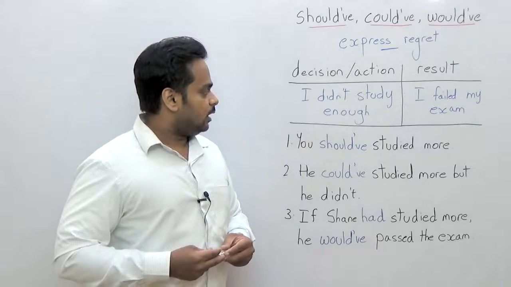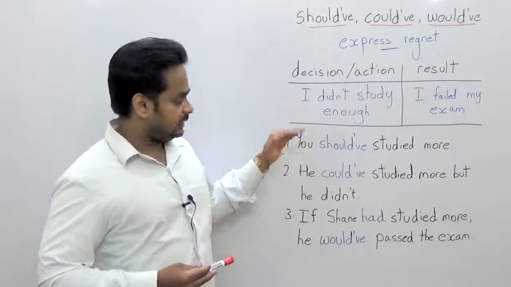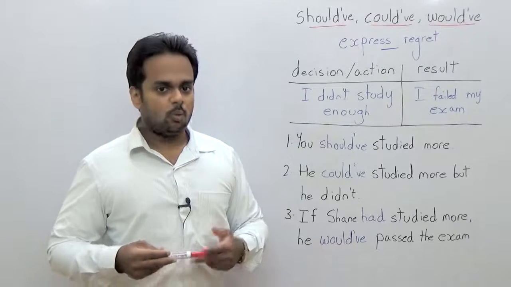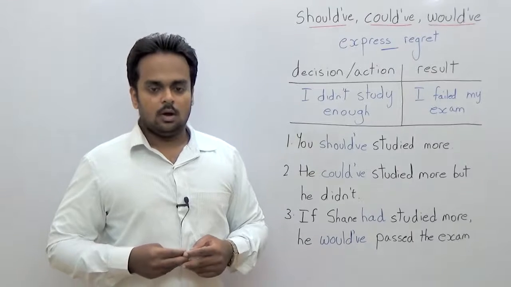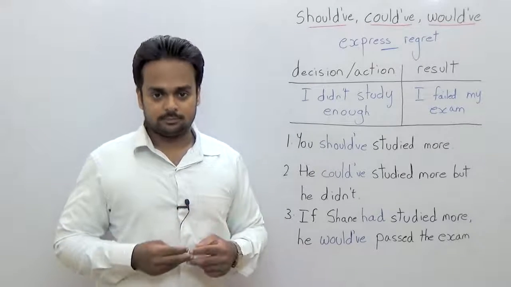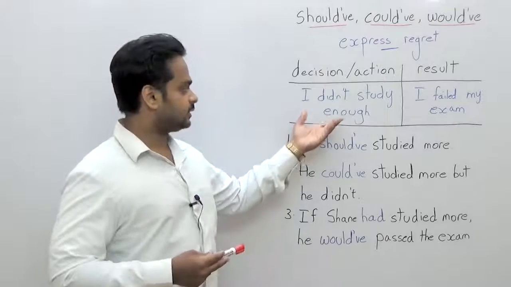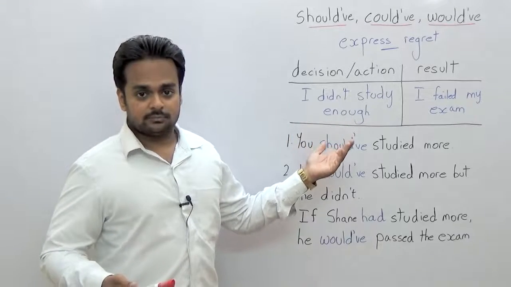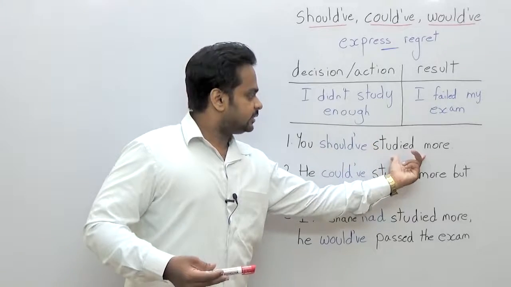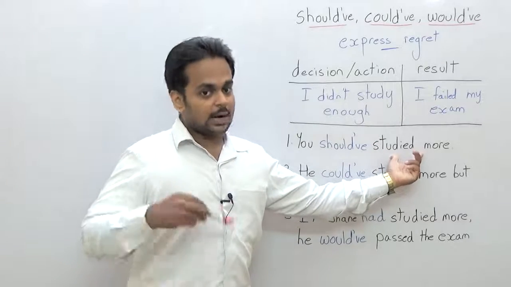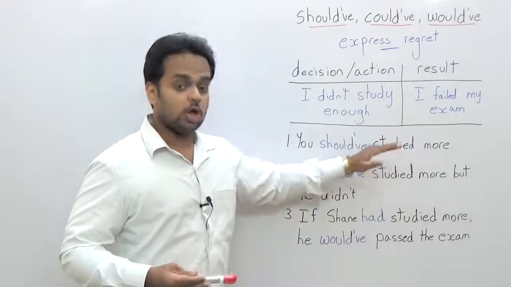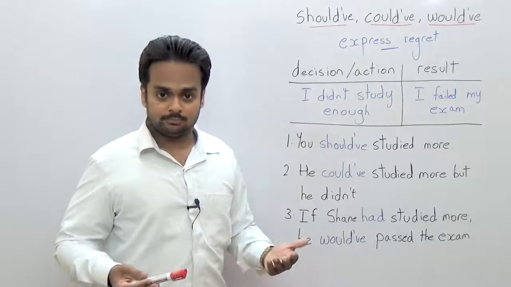Now, his teacher might tell him, hey, you should have studied more. What does she mean by that? Well, she's trying to say that she's not happy about his decision. His decision was that he didn't study enough. And by saying this, his teacher is saying the opposite of what happened. So what happened? He didn't study. So she's saying you should have studied more.